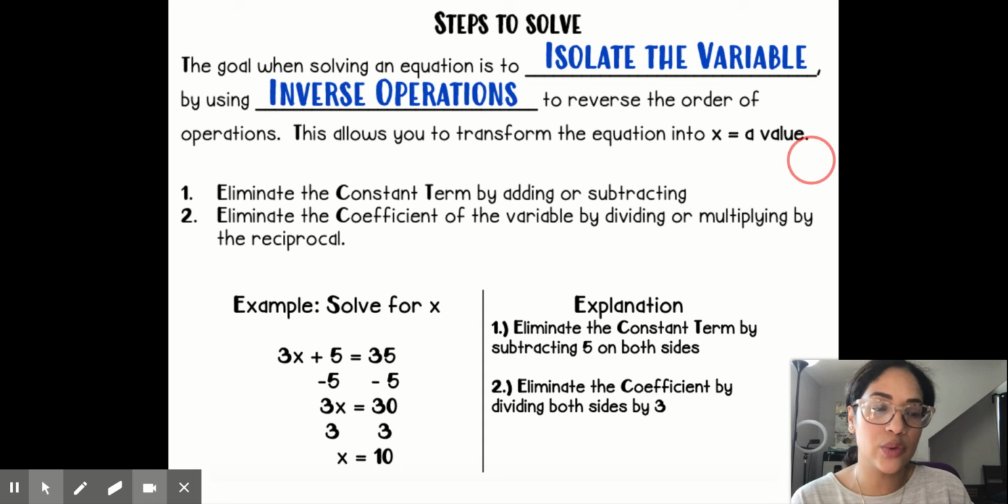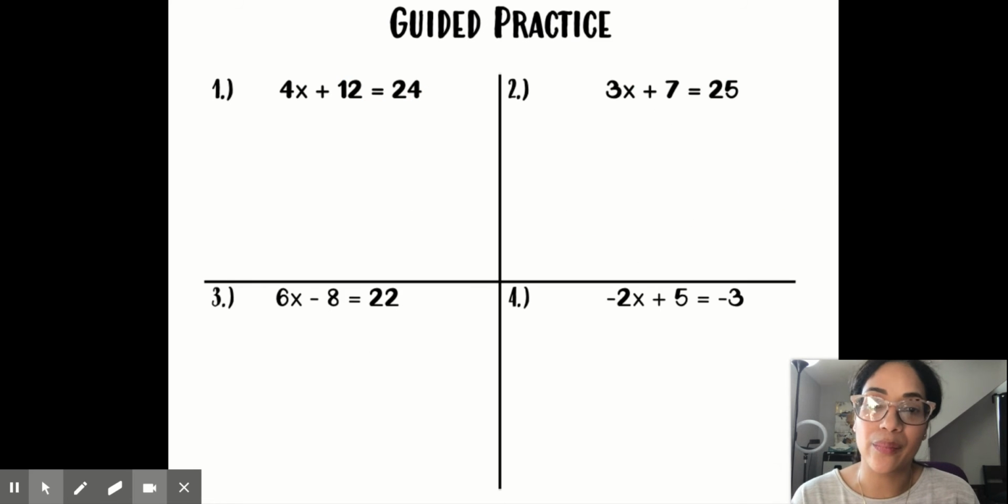Okay, so let's go ahead and do some examples together. So in my first example here, I have 4x plus 12 equals 24. The first thing you want to do is identify your constant. I have 4x and then I have 12. My constant is the term that doesn't have a variable. So this is what I want to eliminate first. So what is the opposite of adding 12? It's subtracting 12. Notice how I'm subtracting it on both sides of the equal sign.